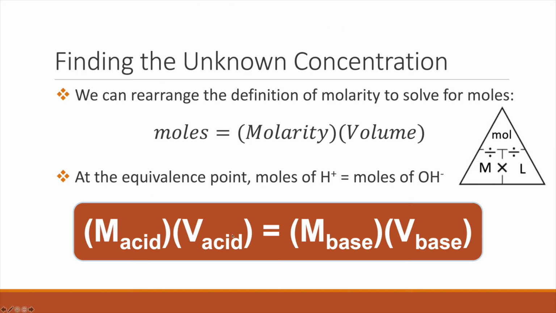Notice this side simplifies down to moles of H plus from the acid. This side simplifies down to moles of OH minus from the base. So I've got molarity times volume of the acid equals molarity times volume of the base. This looks very similar to the dilution equation. Remember, M1V1 equals M2V2. The only difference is instead of 1s and 2s, I've got acid and I have base. And the math works out exactly the same way. I just have to define which one's my acid and which one's my base.